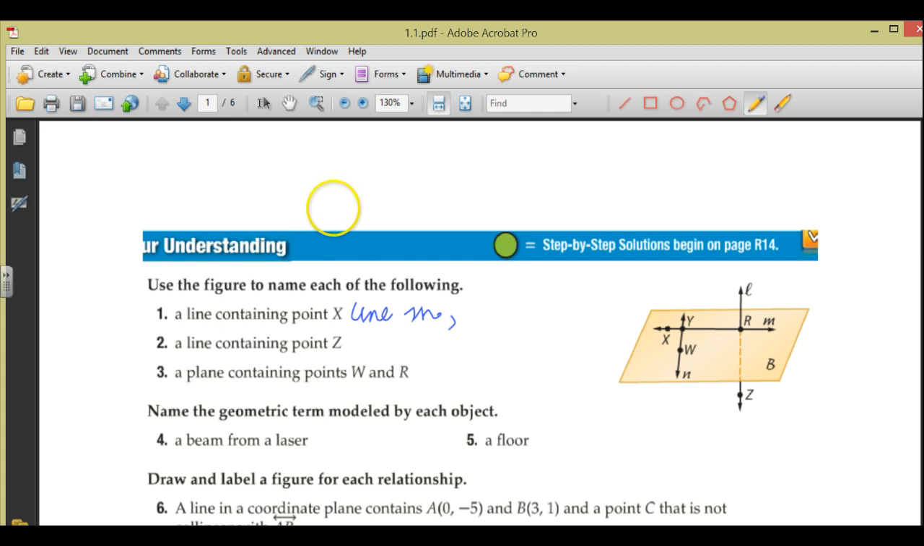You could also call it line XR, or XY, or YR.